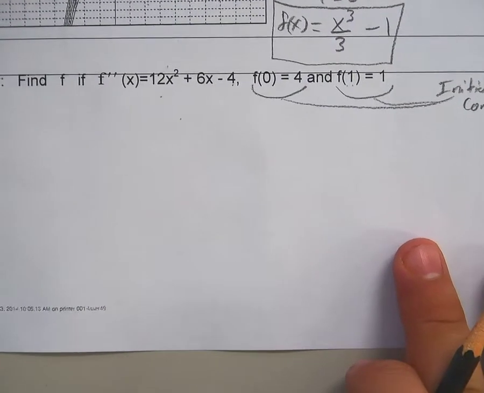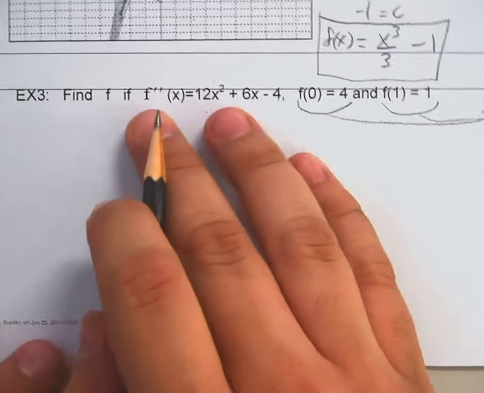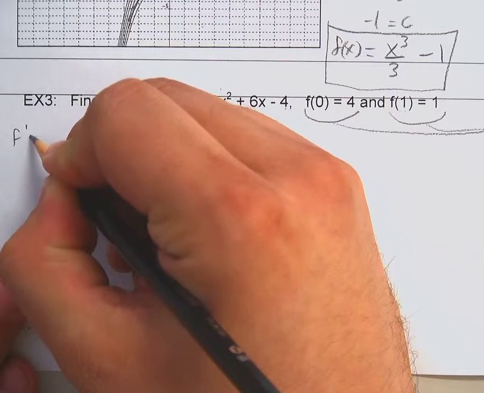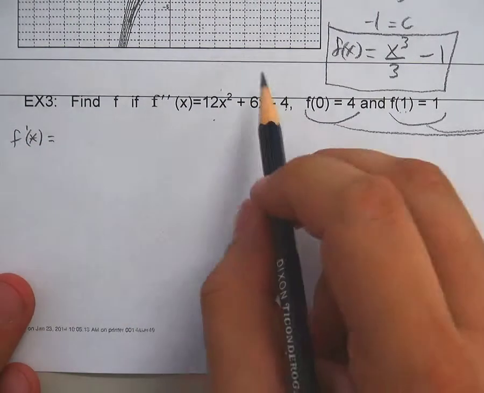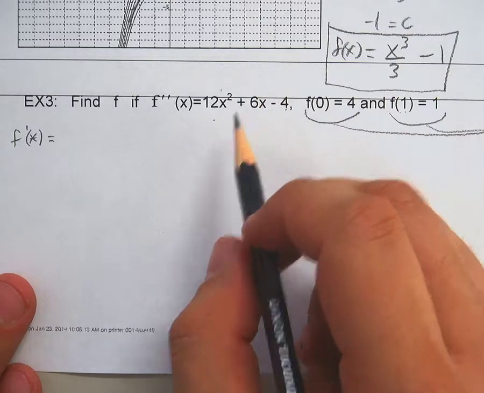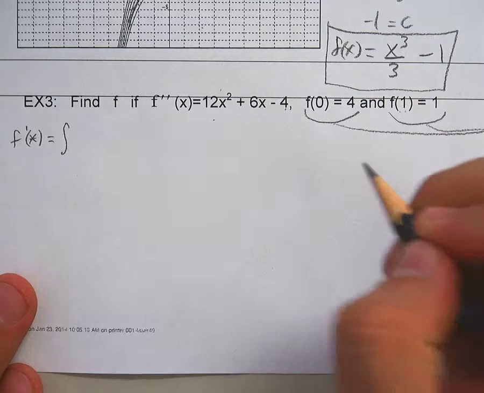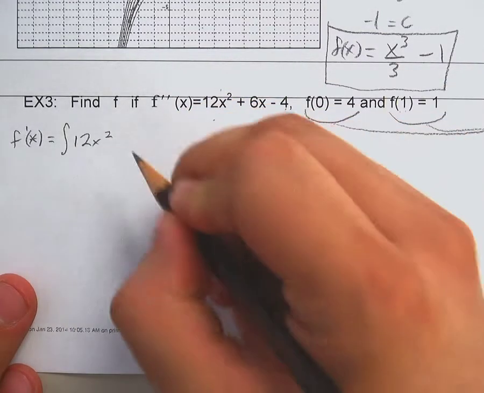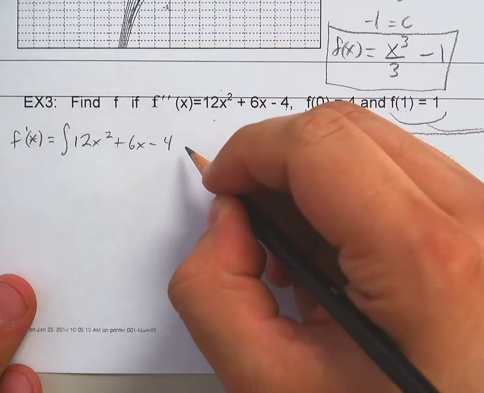Okay, so these are the initial conditions, right? So let's actually figure out the question here. It says that this is f double prime. So the first thing I'm going to do is start off by saying f prime of x has got to be the integral of this. So I'm going to say f prime is the integral of 12x squared plus 6x minus 4 dx.